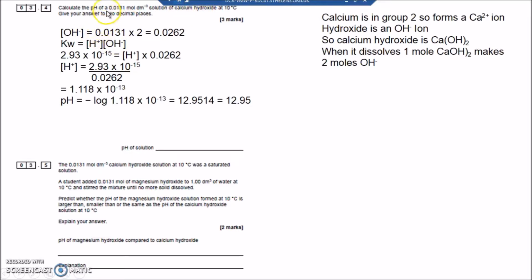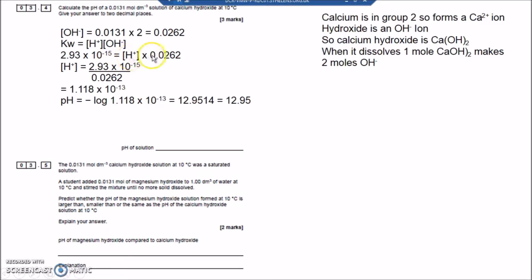So it says calculate the pH of a 0.031 molar solution of calcium hydroxide. So if the calcium hydroxide solution has got a concentration of 0.031, then the OH minus that's made when the calcium hydroxide dissolves, I make 2 moles of OH minus, so it needs multiplying by 2, 0.062. Now then, I've got OH minus. I need H plus if I'm going to work out pH. So Kw equals H plus times OH minus. That's why they've got you to do that in the first part of the question. Kw is 2.93 times 10 to the minus 15 from the first part of the question.